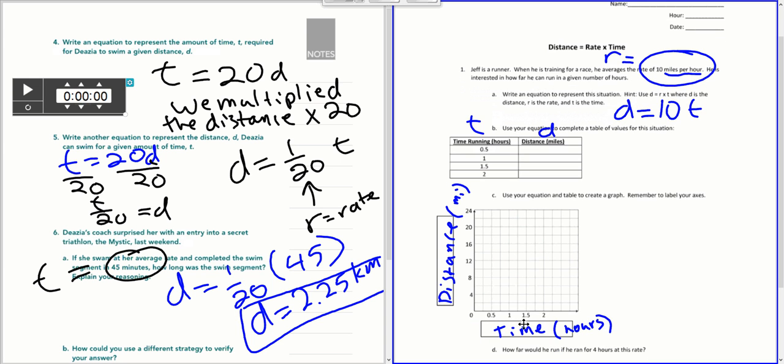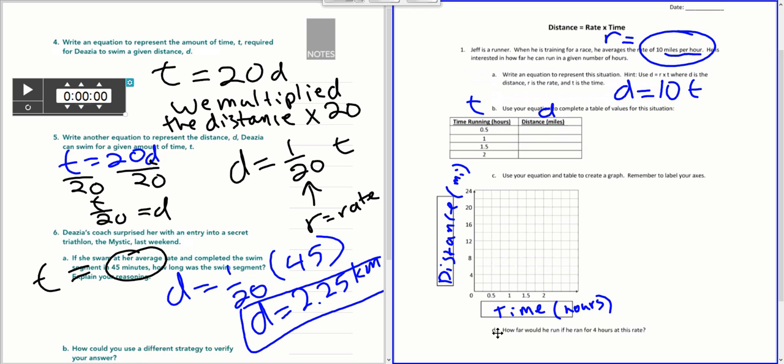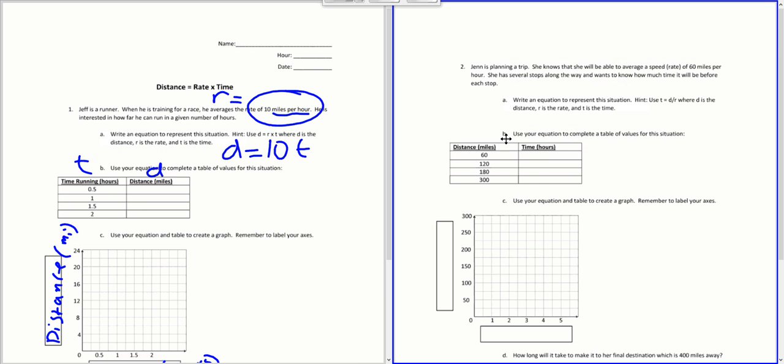I put time down here because it is our independent variable, and distance over here. I'm going to graph those points, and then I'm going to answer the question on D. And don't forget, there is a back, a very similar situation, just changing it slightly. Okay, thank you for watching.